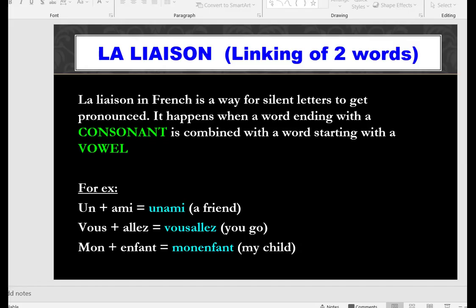Yeah, please go ahead. You have a doubt. Ma'am, can you please pronounce the last one in liaison? Mon enfant. Okay. Mon enfant. Enfant नहीं बोलेंगे, नौफों बोलेंगे. Mon enfant. Okay. Yeah.